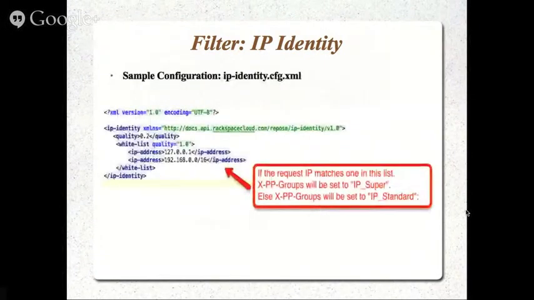So that whitelist, you can define IPs, or you can also define it using the subnet notation. And as long as that IP falls inside of one of these IPs in this list, XPP groups get set to that IP super. Otherwise, it defaults to IP standard.